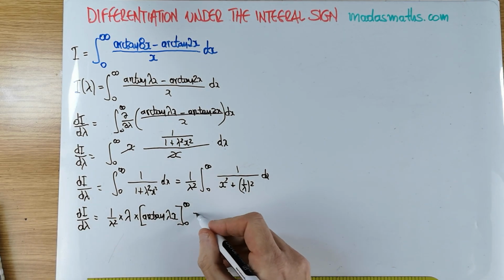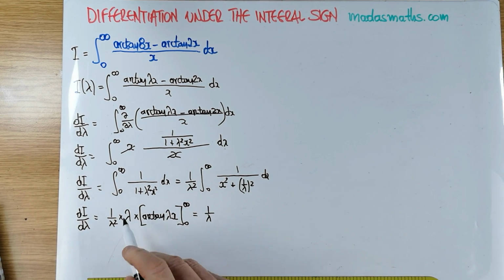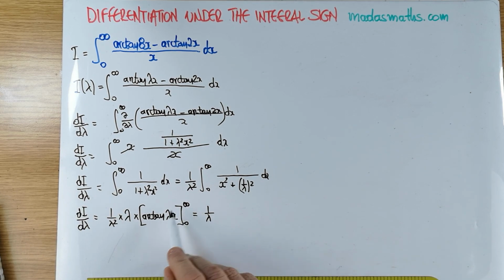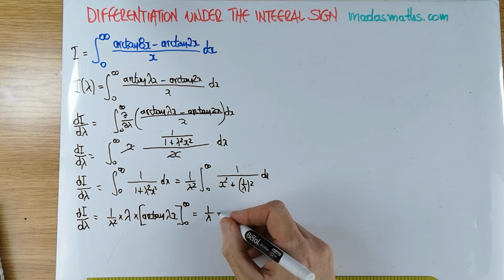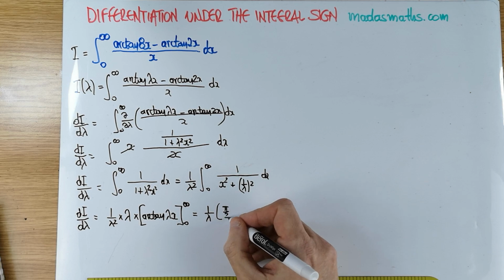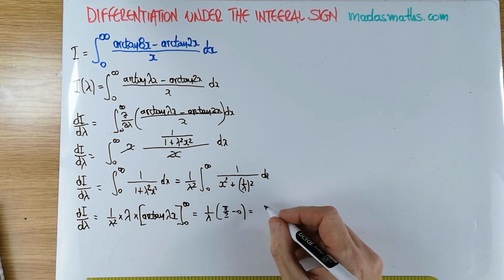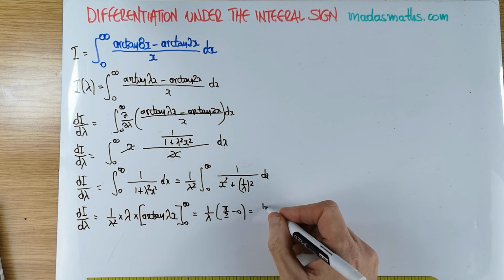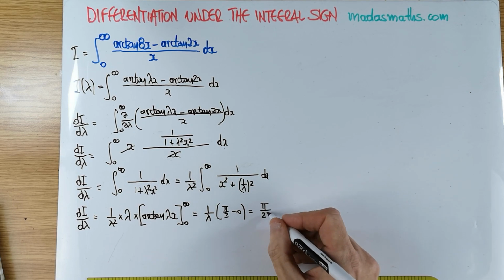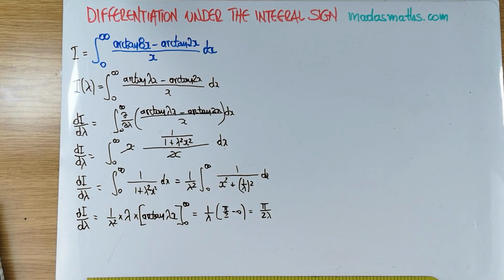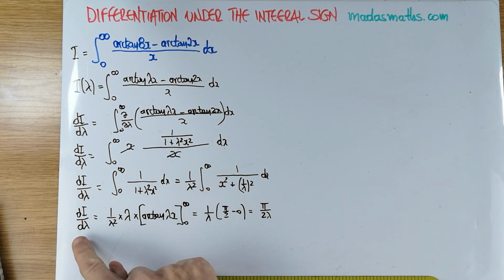We're going to have 1 over lambda, from this bit here. The arctan of infinity is pi over 2, and the arctan of 0 is 0. So this is in fact equal to pi over 2 lambda. Let's not forget, this is dI by d lambda.